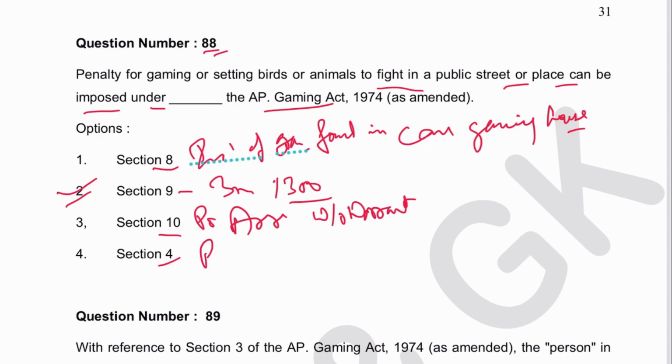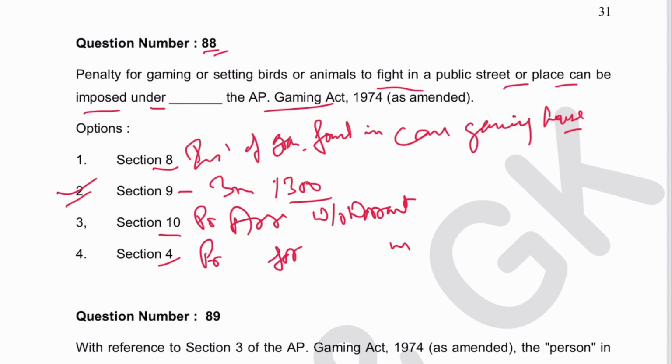Section 4 is penalty for being found gaming in gaming house. If you get caught gaming in a gaming house, then punishment is as per section 4.